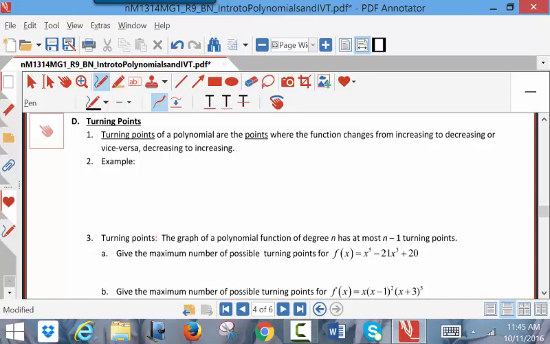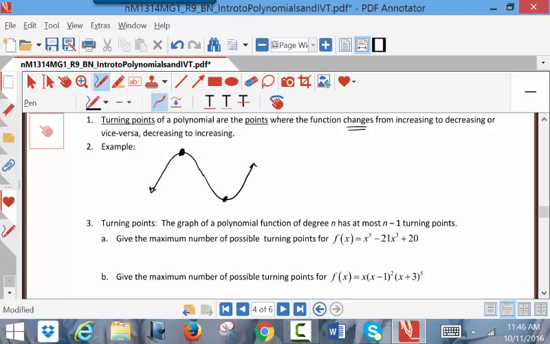Then they start talking about turning points, and they say the turning point is the point where the function changes from increasing to decreasing or decreasing to increasing. This is not difficult at all. In other words, if my polynomial is going up, it's increasing, and then it changes and it's decreasing, then this point would be a turning point. Or if I'm decreasing and then I turn and increase, then this would be another turning point. So where you change from increasing to decreasing or decreasing to increasing, those are called turning points.